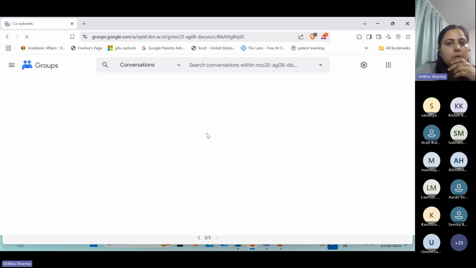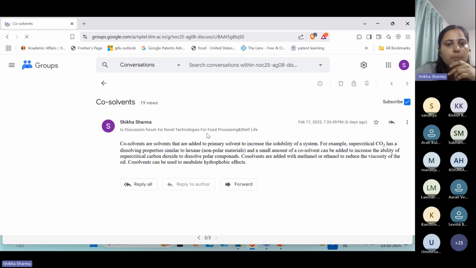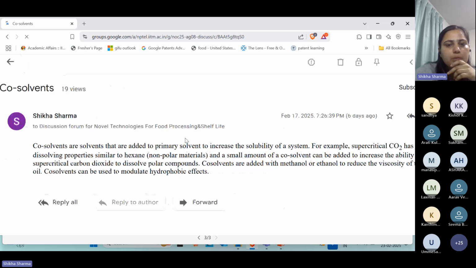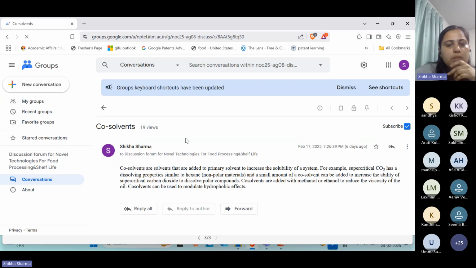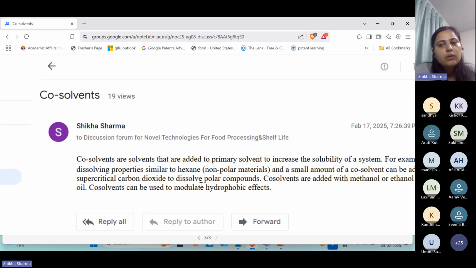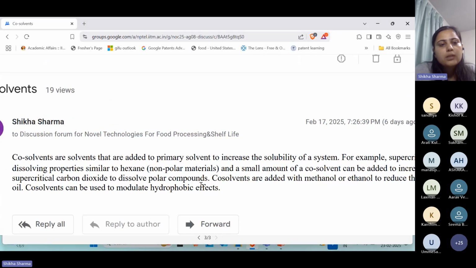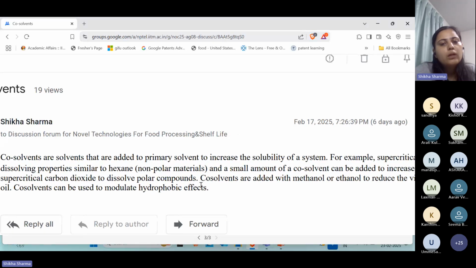in the discussion forum. If someone is not there in the discussion forum, we are discussing it now. Co-solvents are solvents added to the primary or main solvent to increase the solubility of the system. Like in supercritical CO2, which has a dissolving property similar to hexane, which is for non-polar materials.